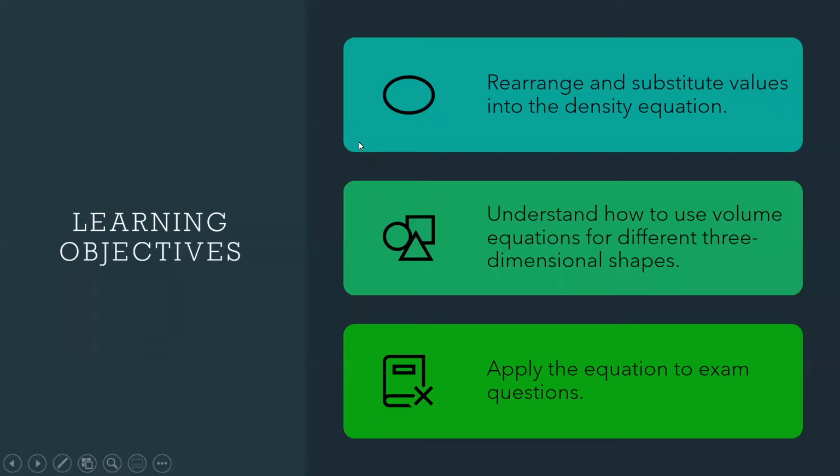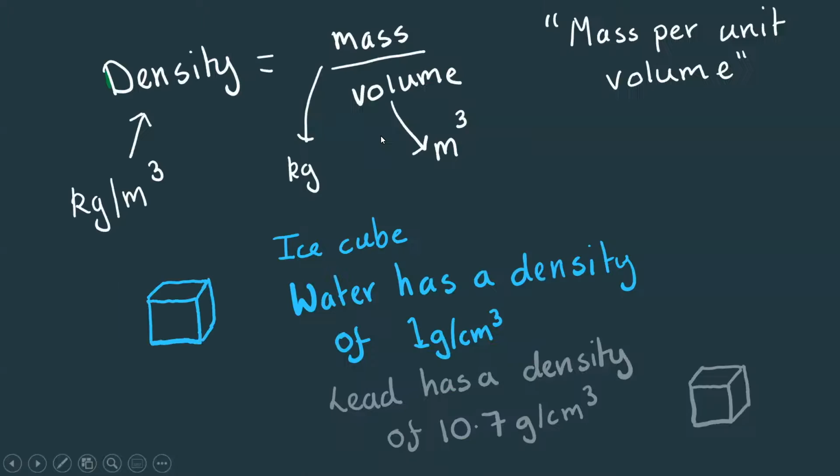So we're going to talk about the learning aim today: rearrange and substitute values into the density equation. Understand how to use volume equations for three-dimensional shapes, so regular three-dimensional shapes, and apply the equation to exam style questions. Okay, so let's have a look.